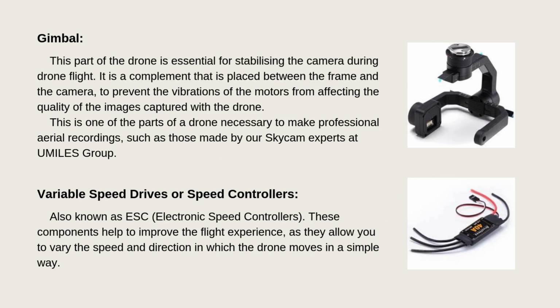Gimbal. This part of the drone is essential for stabilizing the camera during drone flight. It is a component that is placed between the frame and the camera to prevent the vibrations of the motors from affecting the quality of the images captured with the drone.